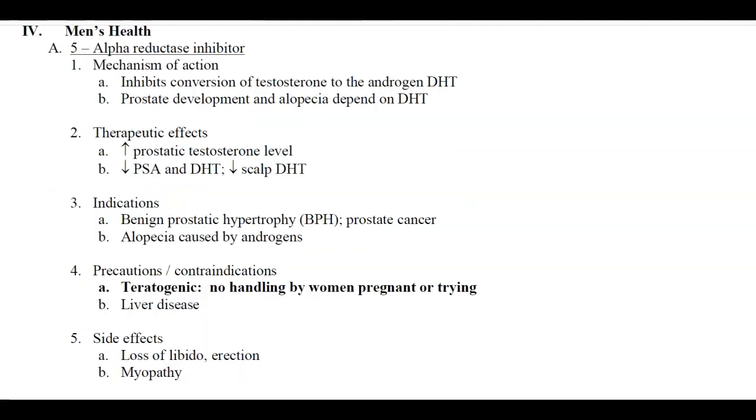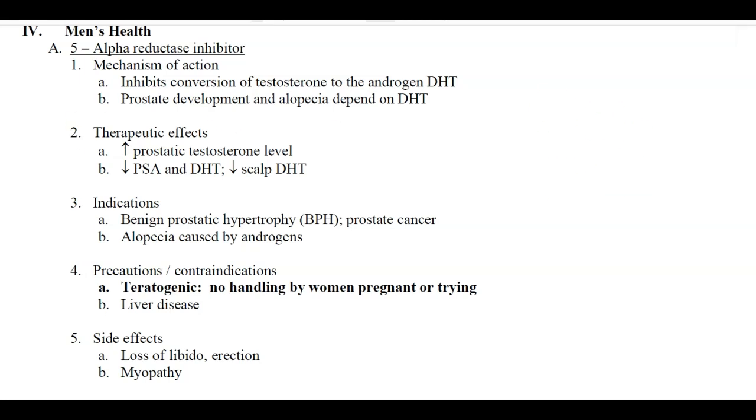Under men's health, let's talk about 5-alpha reductase inhibitors. A 5-alpha reductase inhibitor works by inhibiting the conversion of testosterone to the androgen DHT. Prostate development and alopecia are dependent on DHT. So just by knowing that alone, you know what this medication is affecting, right? The prostate and hair growth.